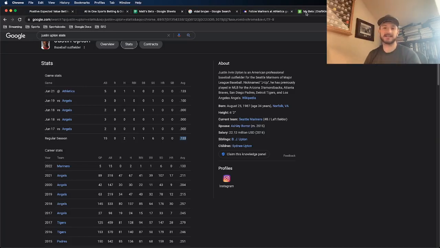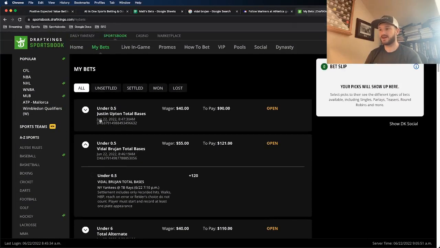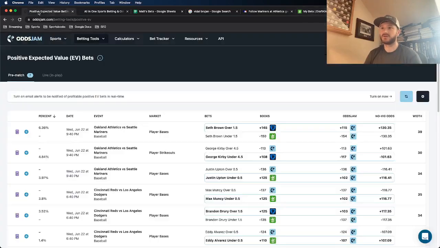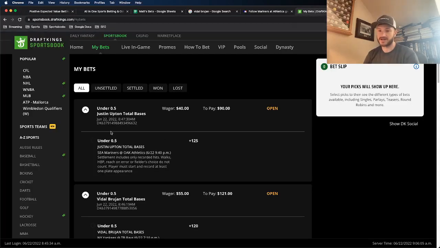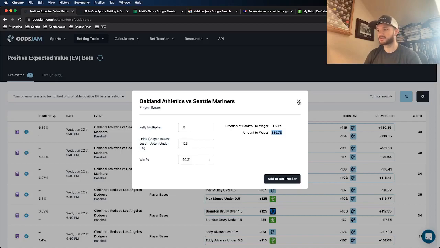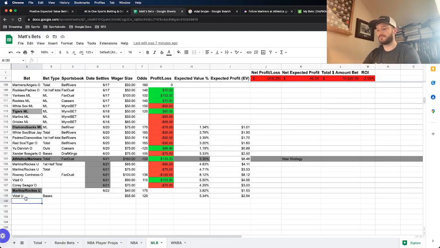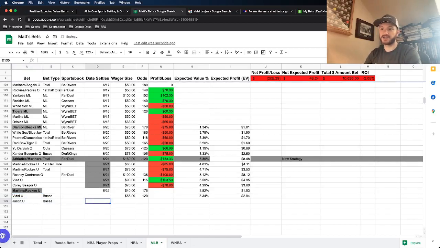So this is another one that I like betting on, and as you can tell, I already locked this one in as well. This one was a $40 play for me. I rounded this up to $40, so roughly 1.6 units, and locked in on DraftKings already. Justin Upton under 0.5 total bases, $40 at plus 125 odds. The profit margin on this one is roughly 3.97%. So now I will add it to my tracker here, and then I will go ahead and get out of here because these will be my only 2 plays.